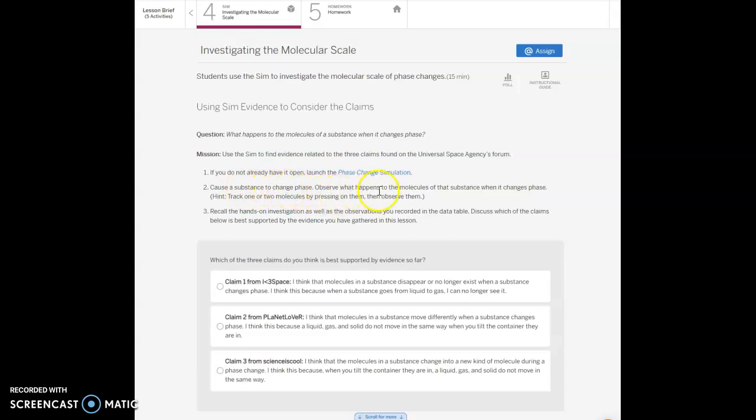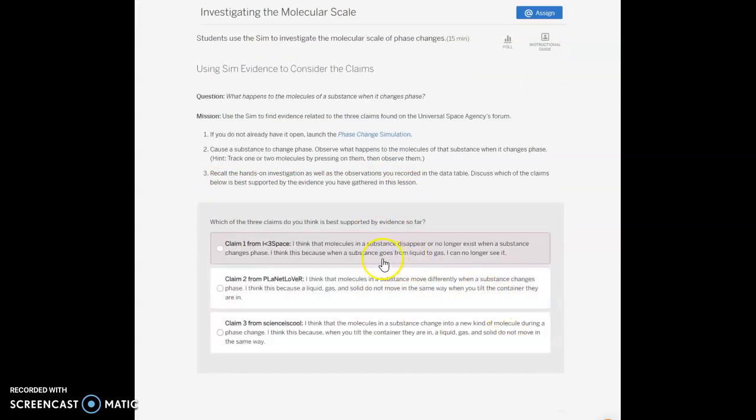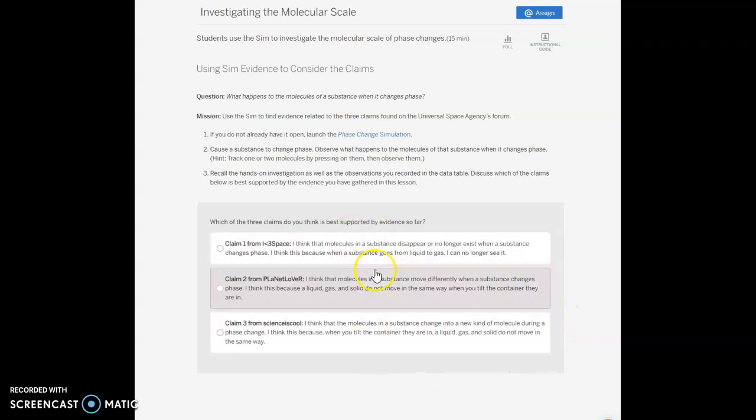And you're going to cause the substance to change phase and observe what happens to the molecules when it does change phase. Remember, you're going to want to track 1 or 2 of them and press on them so you can observe them. Recall the hands-on investigation that you did earlier and the observations that you recorded in the data table in part 2, and discuss which of these would be the best supported claim. So read these claims below again. These are the ones that we got from the forum. Which one do you support right now?